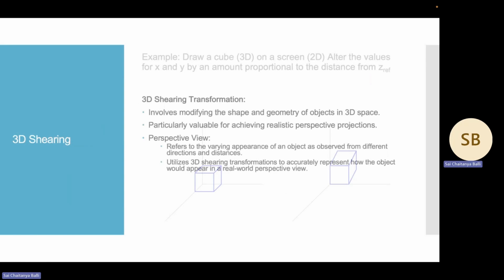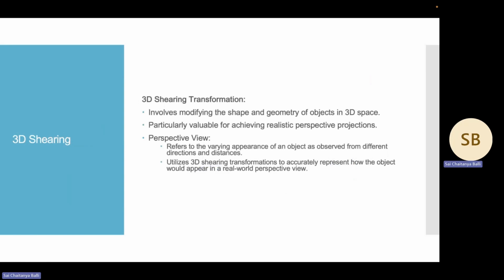And 3D shearing transformation. So basically 3D shearing involves modifying the shape and geometry of objects in 3D space, particularly valuable for achieving realistic perspective projections. What is perspective view? Perspective view refers to the varying appearance of an object as observed from different directions and distances, utilizing 3D shearing transformations to accurately represent how the object would appear in a real world perspective view.